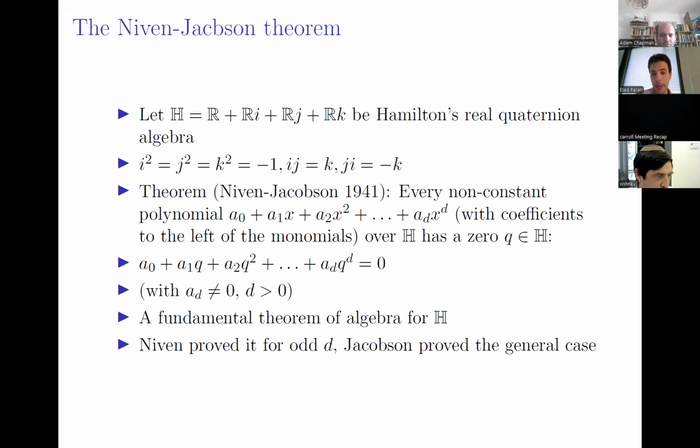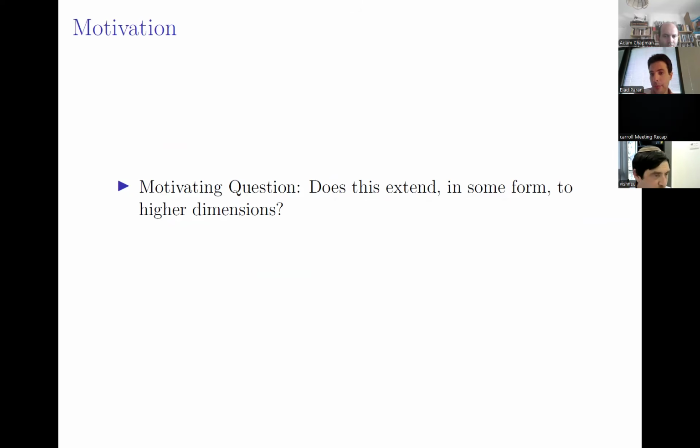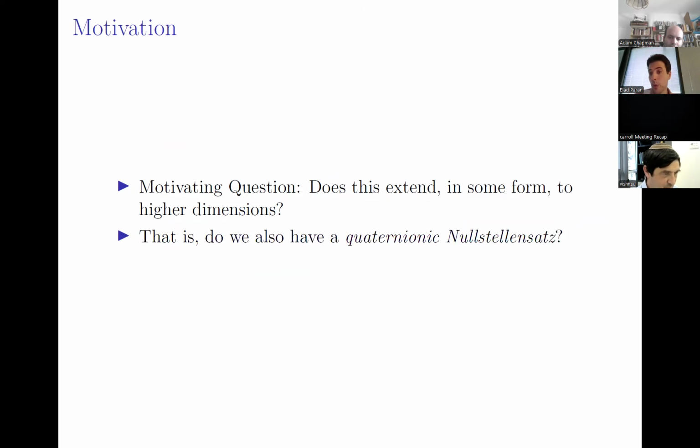This was proven by Niven for odd degrees, and then by Nathan Jacobson for the general case. And I shall refer to it as the Niven-Jacobson theorem. So this is 1941. Okay, so I think you can guess where I'm going with this. If the classical Nullstellensatz is a higher dimensional fundamental theorem of algebra, and we do have a fundamental theorem of algebra over the non-commutative quaternion algebra, then you can ask, do you also have a higher dimensional version of that? In other words, do you have a quaternionic Nullstellensatz?